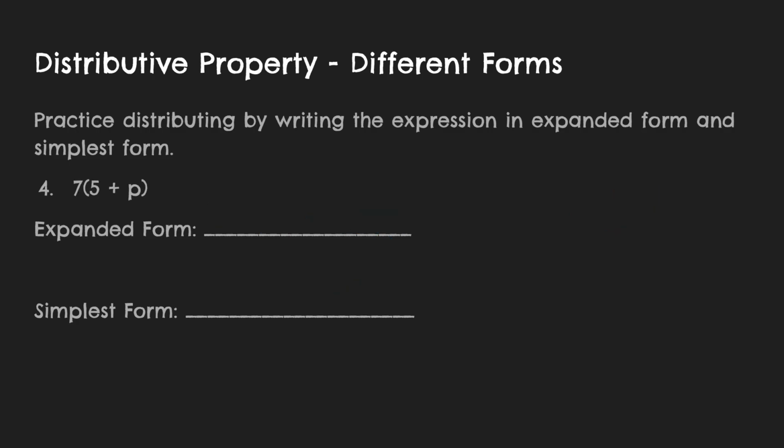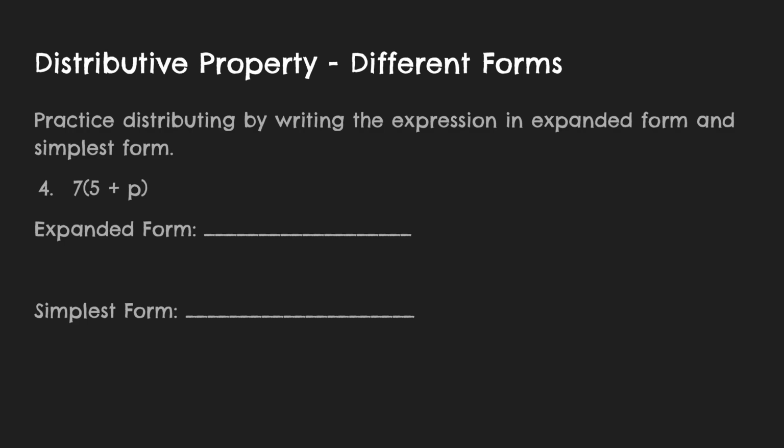Next one, 7 times 5 plus p. All right, so don't let the order confuse you. Okay, they mixed up the variable and the number, but nothing different here. Just use the area model and go straight through it. All right, you try it, pause the video, and then I'll come back and show you how to do it.